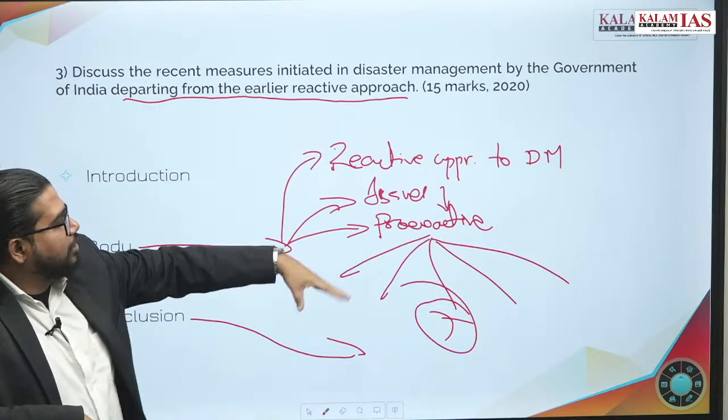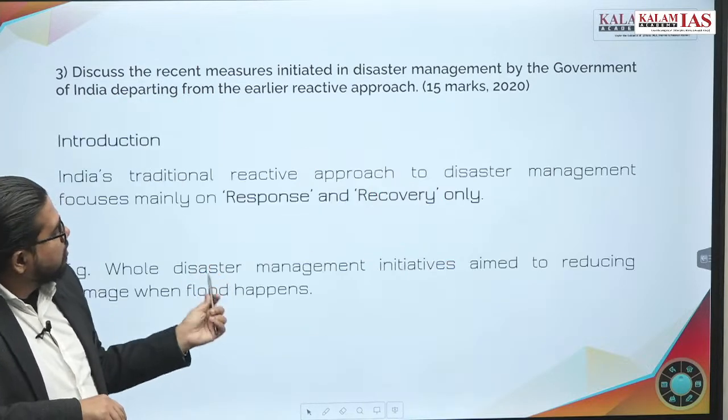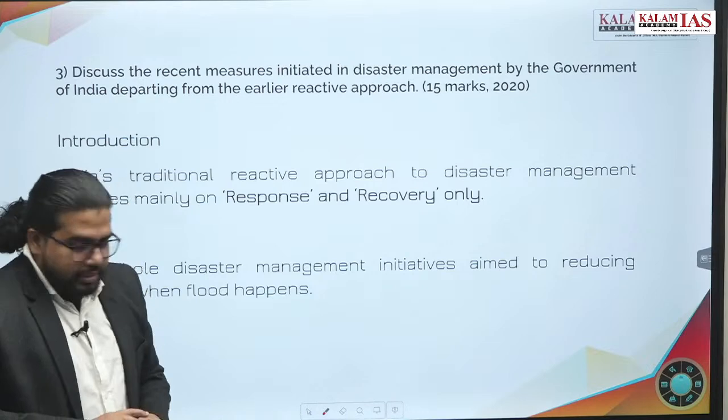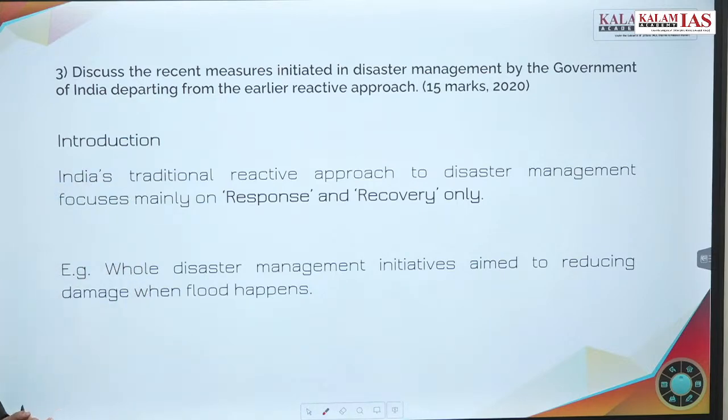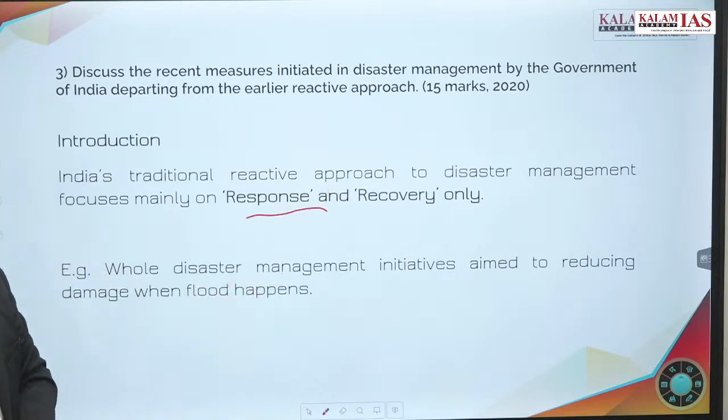Go ahead. So this is what we have done, the framework for this question. So what have we written in the introduction? India's traditional reactive approach, that is changing, from the same statement you have used there. Example?